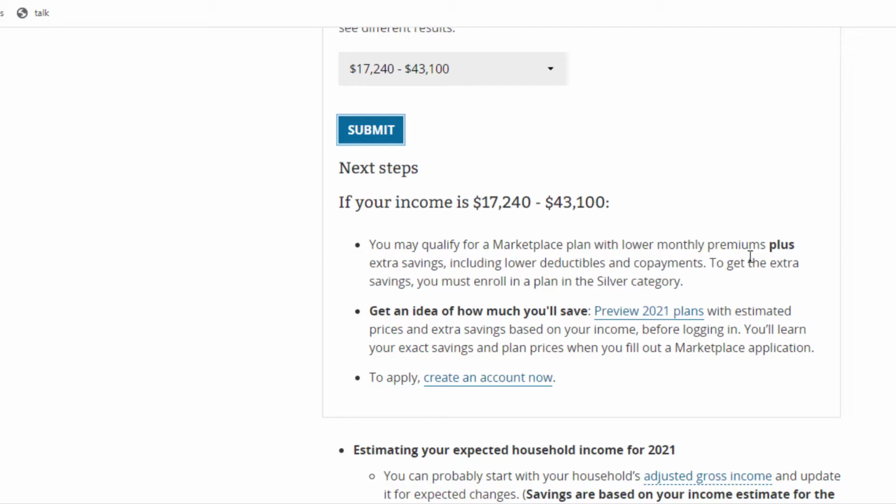So it says you may qualify for a marketplace plan with lower monthly premiums plus extra savings, including lower deductibles and co-payments. To get the extra savings, you must enroll in a plan in the silver category. So basically, you're going to be eligible for a premium tax credit regardless of which category plan you choose, but there may be some extra savings if you enroll in a plan in the silver category.